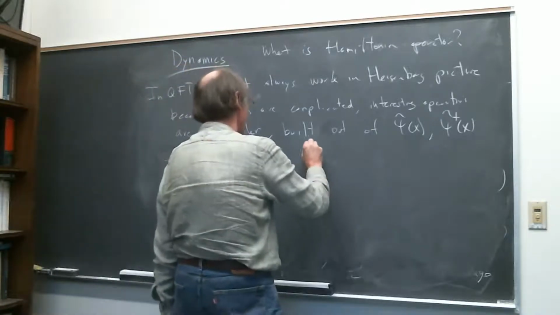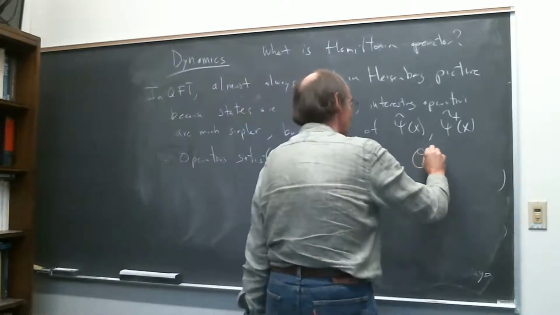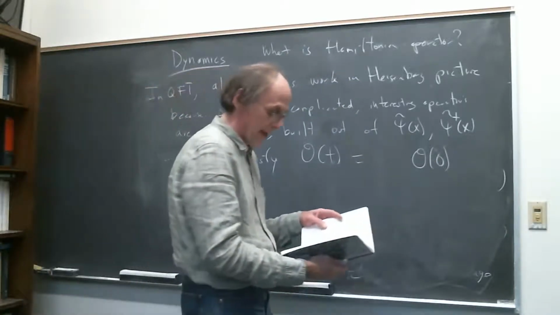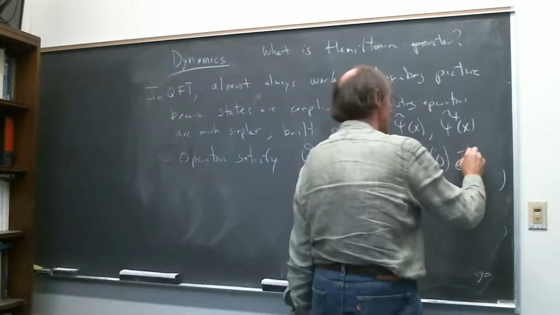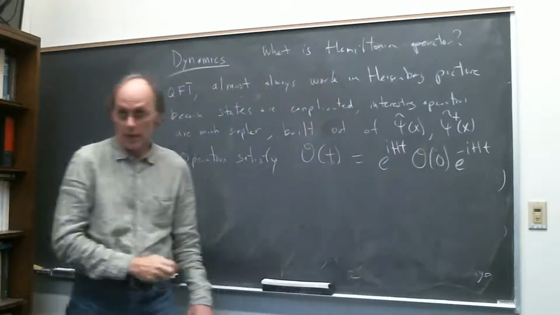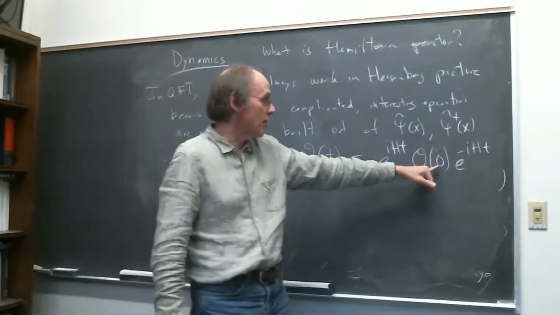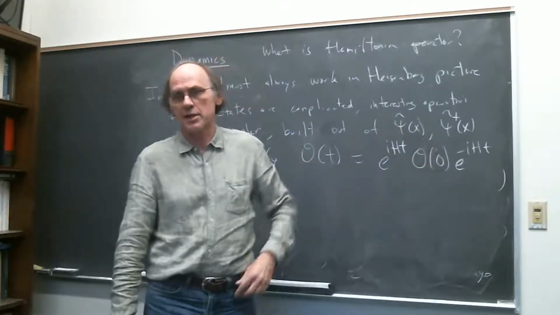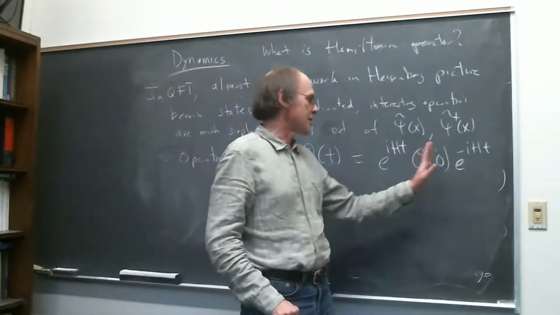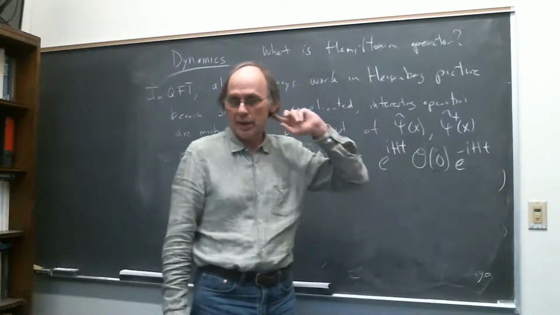If you have an operator at time t, it's going to be given by the operator at time 0, where you've conjugated by the Hamiltonian: e to the minus iHt, then the operator, then e to the iHt. So this is the time evolution of operators in the Heisenberg picture. These are the operators you thought you were dealing with when you thought that the states were time varying. If you want the states to stay the same and always be the time 0 state, then you have to conjugate your operators by the Hamiltonian this way.